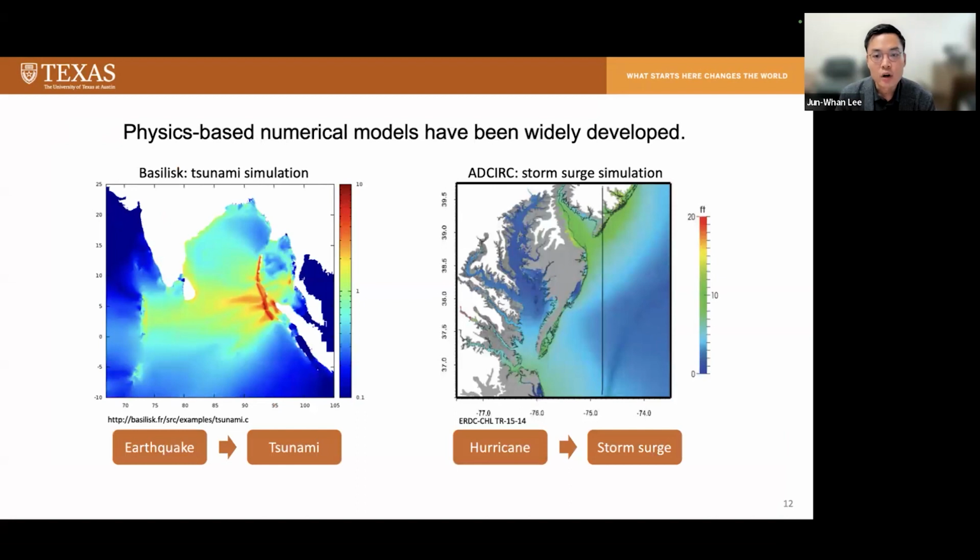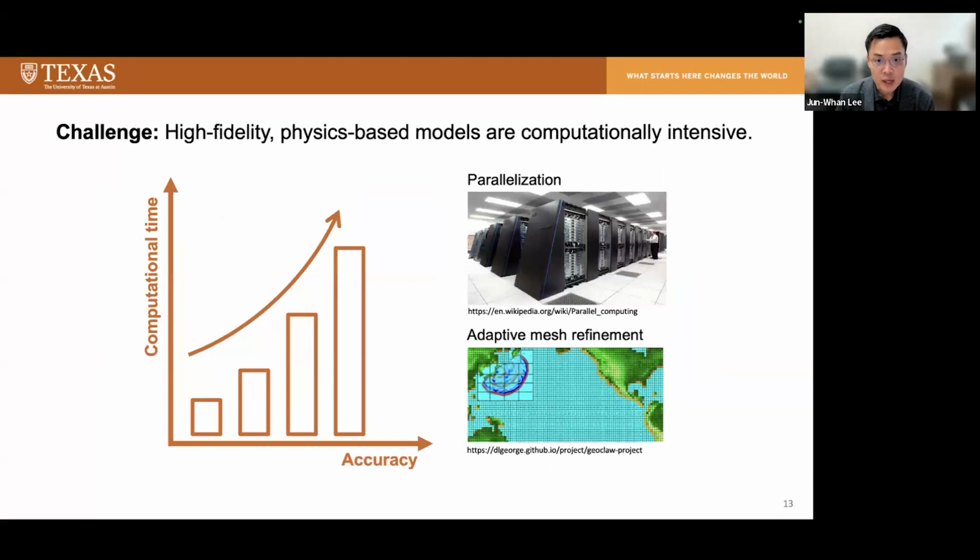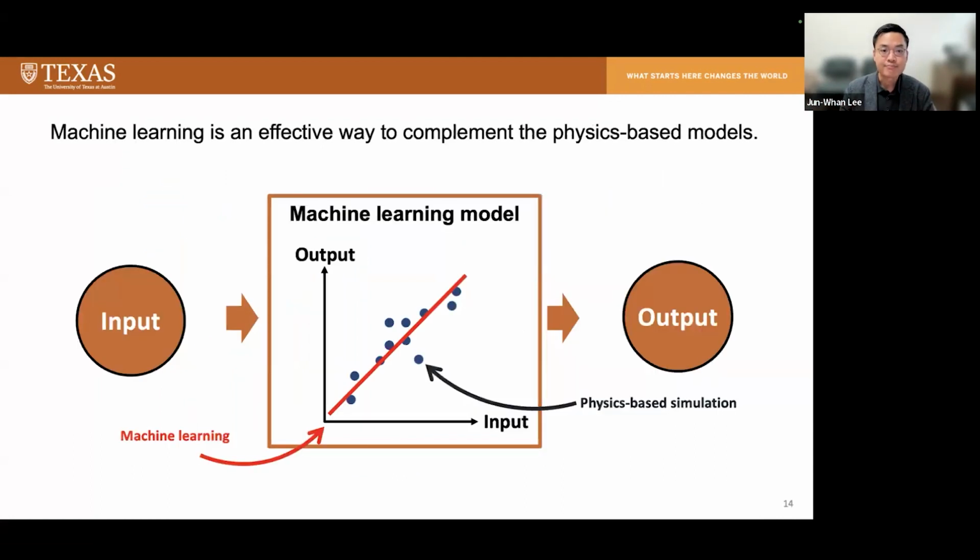For this reason, over the last several decades, a lot of research efforts have been geared toward developing high-fidelity physics-based numerical models, such as a model that can predict tsunamis from earthquake information, or a model that can predict storm surges from hurricane information. However, there is one big challenge. The high-fidelity physics-based numerical models are computationally intensive, even though several computational techniques are employed to improve the efficiency, such as parallelization and adaptive mesh refinement.